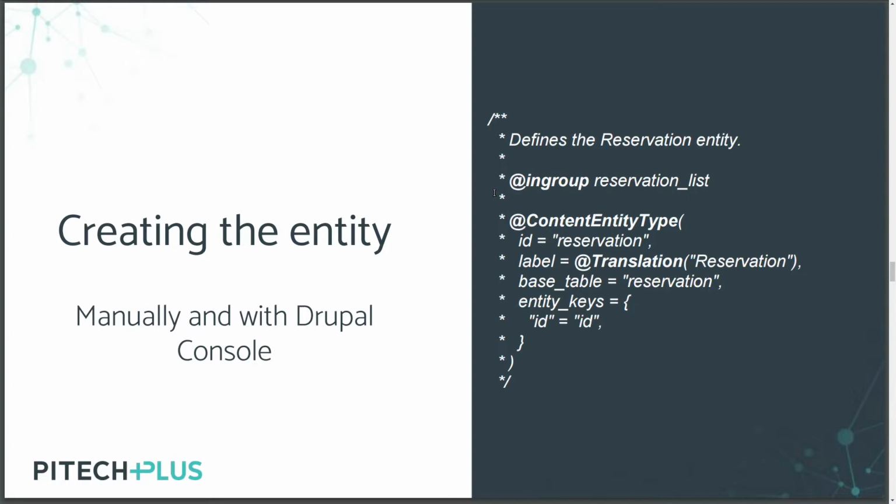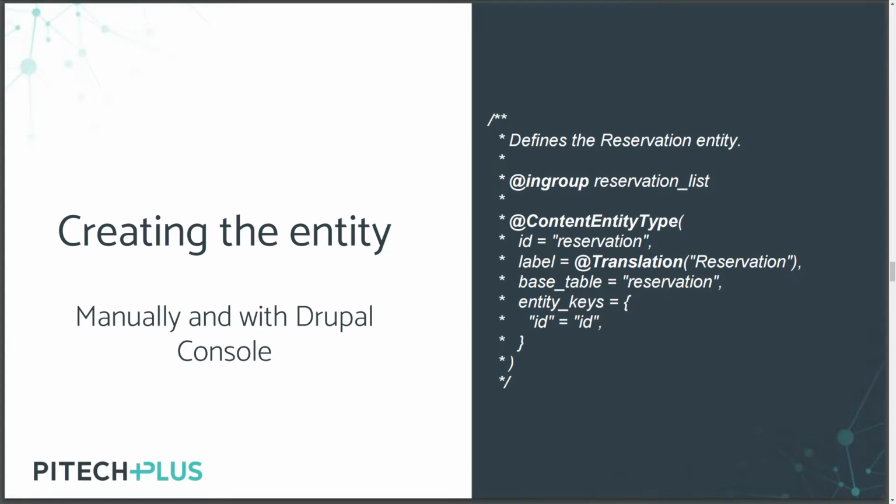If we check the contents of the annotation carefully, we can see that it contains the ID. That's the machine name of the entity type, and that will be used in code everywhere. And it has to be unique. You will also notice that you have a base table key, which says what table it should create after we enable the module, or after we run drush entity-updates.